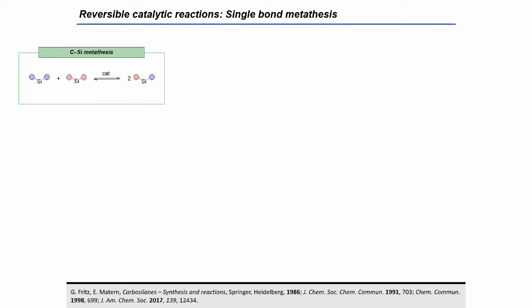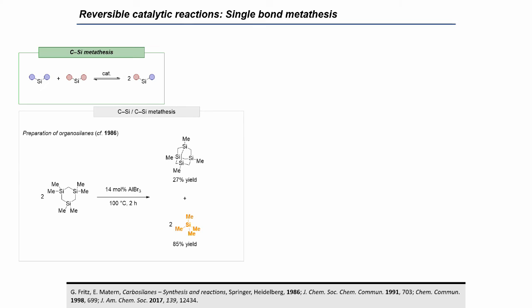There are numerous early examples of C–silicon metathesis reactions, mainly for the preparation of organosilanes. For example, it was demonstrated that a trisilacyclohexane can be converted to a tetrasila-adamantane using aluminum tribromide when heating. Extrusion of the volatile tetramethylsilane byproduct likely provides a driving force for this reaction.